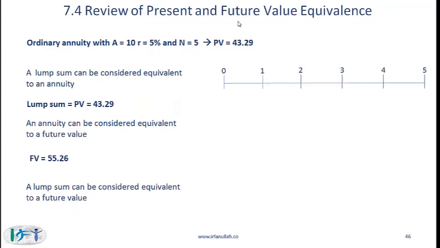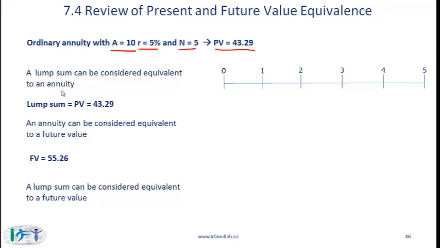Present value and future value equivalence. This is a straightforward point which should be obvious given what we have talked about so far, but in any case we will go over the concept. Let's say you have an ordinary annuity with A equal to 10, R 5%, N 5, and if you compute the present value you will get 43.29.